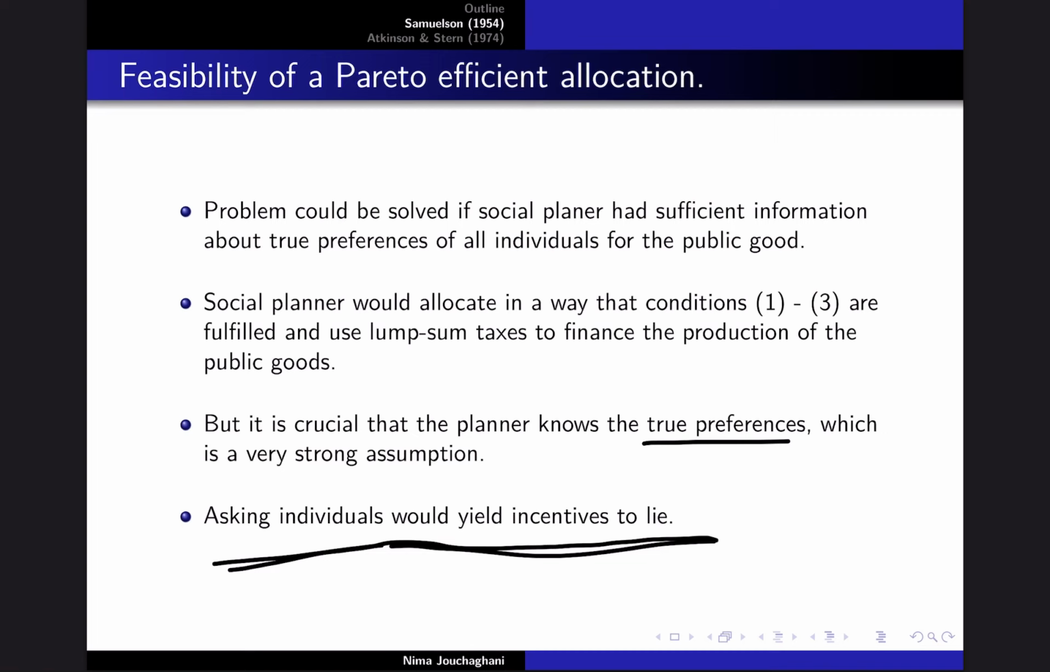So if you would ask individuals to contribute on a voluntary basis to the production of a public good, then they would have an incentive to understate, and you would end up in a dilemma where the public good, for instance, in an extreme case, would not be provided.